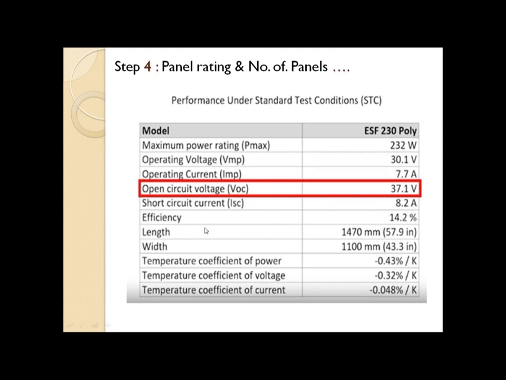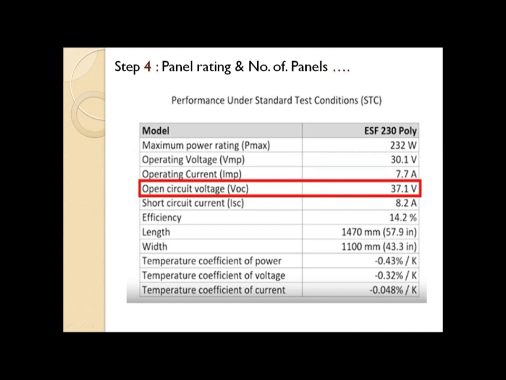is 14.2, width is 1100 millimeter, and length is 1470 millimeter. So this is the basic information about the solar panel. When you purchase a panel, this is a very important set of specifications that explains the panel's behavior of the output. So this is an important step.